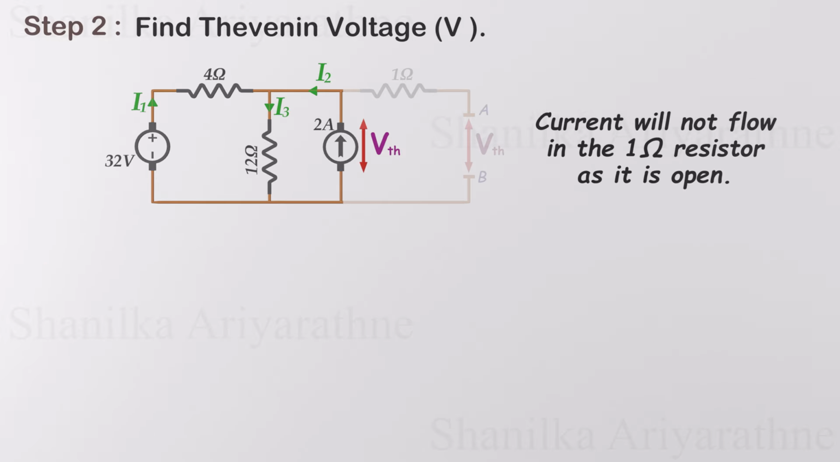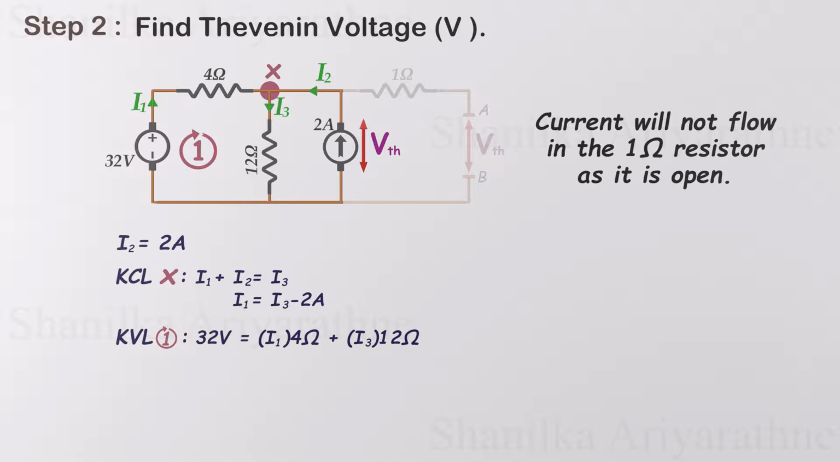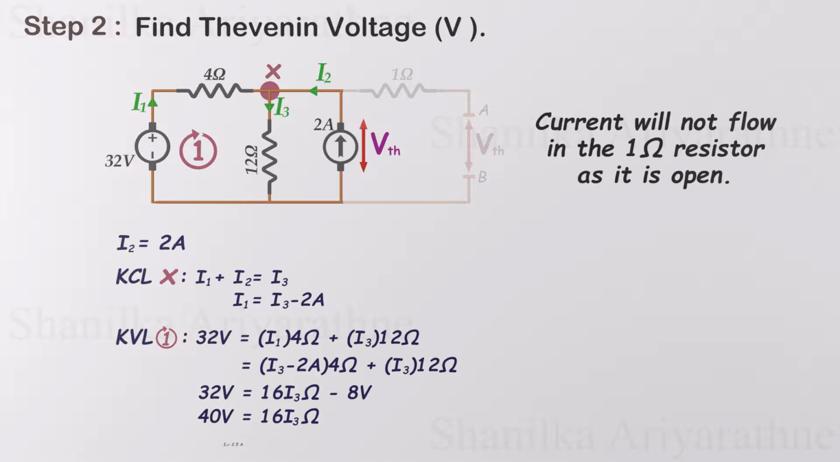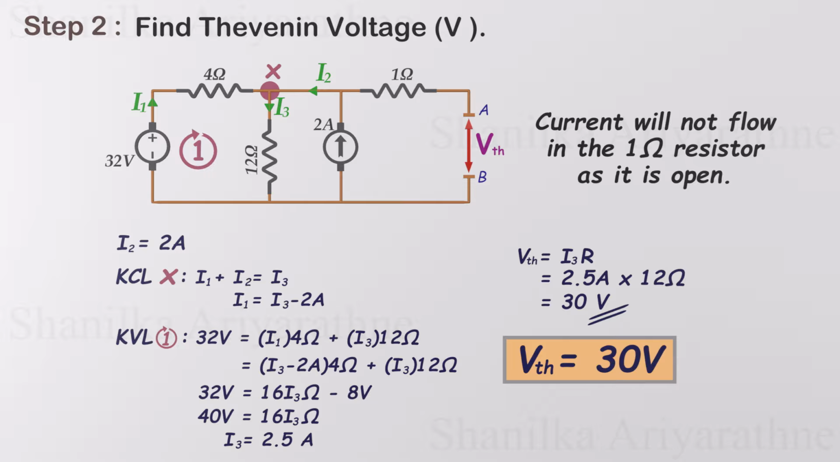Now mark the currents in each branch. Since the current source supplied 2 amps, the I2 is equal to 2 amps. Let's apply Kirchhoff's laws to the circuit. First apply the KCL to node X, then we can apply the KVL to loop 1. If you are not good at Kirchhoff's law, please watch our Kirchhoff's law video. The I3 is equal to 2.5 amps. Using I3, we can calculate the voltage across the 12 ohm resistor, which is 30 volts. This is the Thevenin voltage.